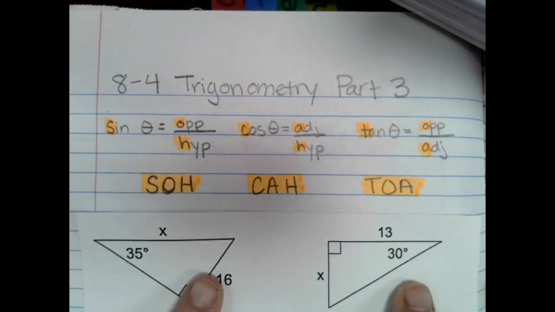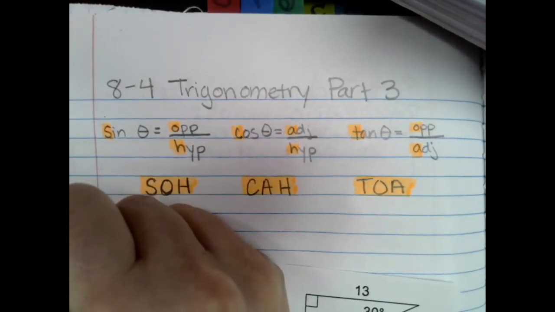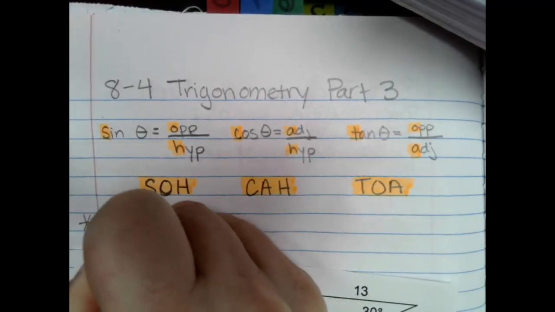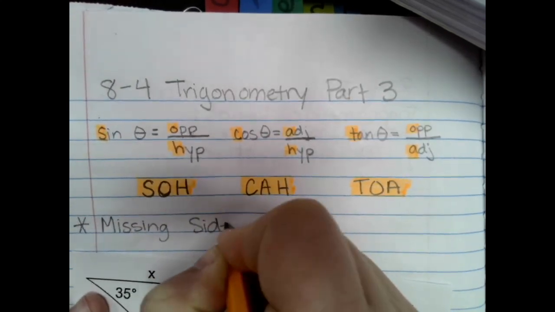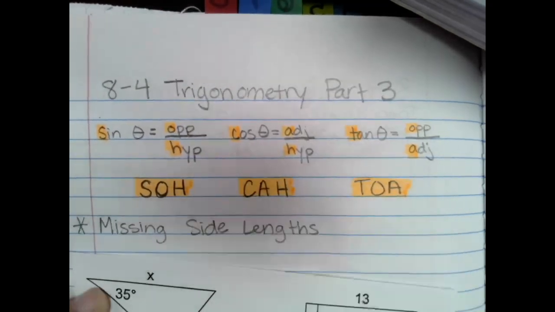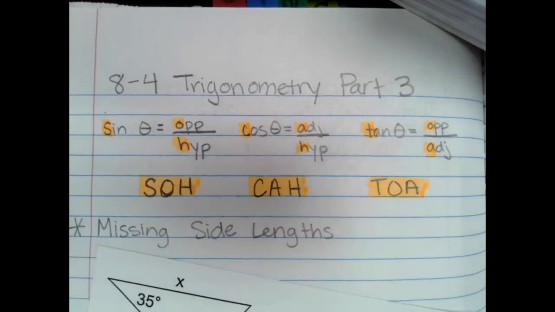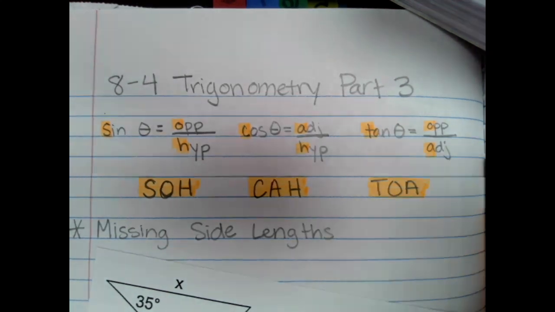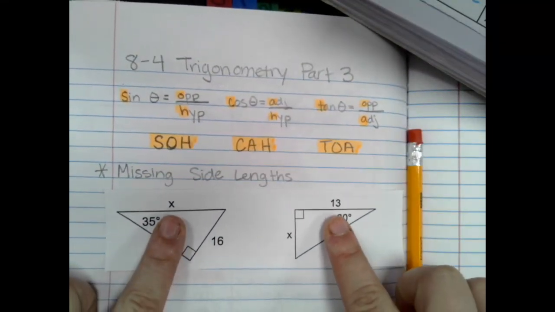All right. We're going to go ahead and find missing side lengths today to start with. So I'm going to do this little asterisk, missing side lengths. And then you're going to get one glue in to start with. It should be the one with the 35 degrees. Make sure that you have that flipped the right way. All right, so with your glue in, we're going to do missing side lengths first, and then this glue in goes right underneath. Make sure the X and the 13 are at the top.